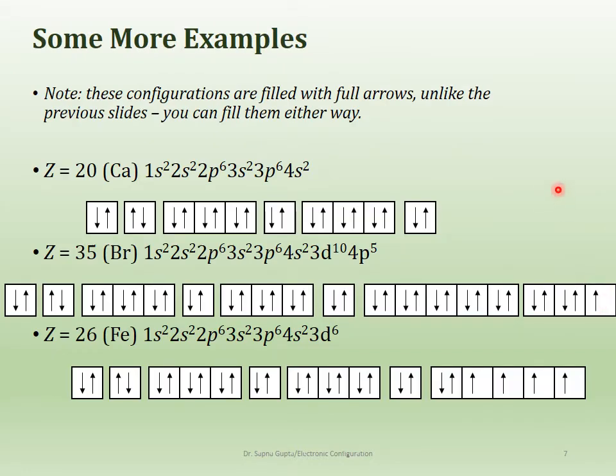So here are some more examples of electronic configurations, and here we have both the SPDF notation and the box configuration filled out. In this case, as I said to you, these are full arrows, and this is also allowed, and the previous one was also allowed. So you can do whichever one you want. It doesn't really matter.